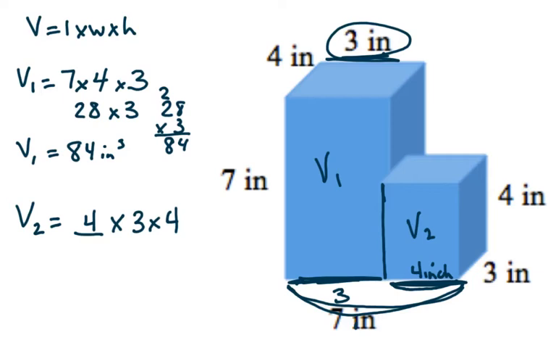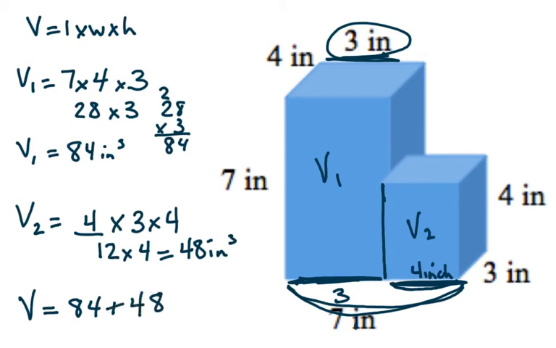I'm now going to go ahead and multiply these 3 together. So 4 times 3 is 12. And 12 times 4 is 48. So the total volume is going to be the volume of the first one, which was 84. And I forgot to put my inches cubed there. Plus the volume of the second one, which is 48. So 84 plus 48 leaves me with 132. And again, they gave us inches, so it's going to be inches cubed. Again, this is Unit 6, Level 3B, Additive Volume.